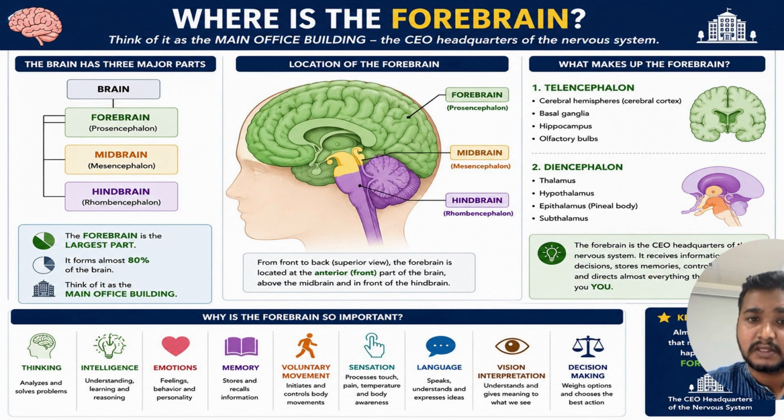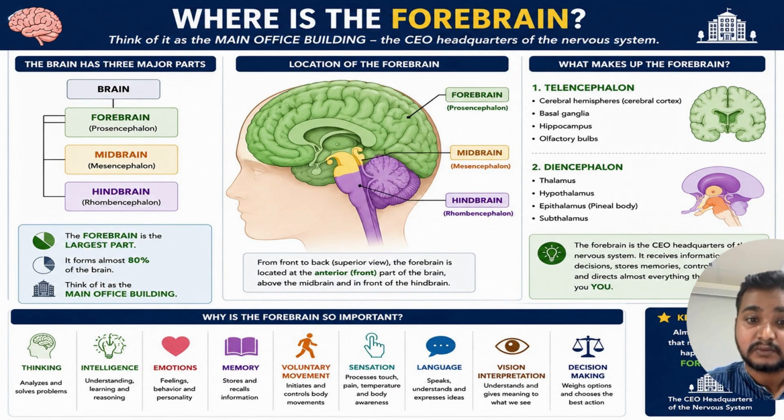The second component is the diencephalon. Although it is much smaller, it is equally important. It contains the thalamus, the brain's major relay station, the hypothalamus, which regulates body temperature, hunger, thirst, hormones, and the autonomic nervous system, along with the epithalamus and subthalamus, which also contribute to essential neurological functions.